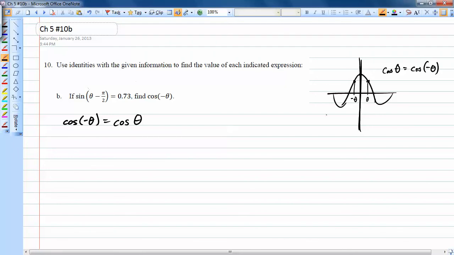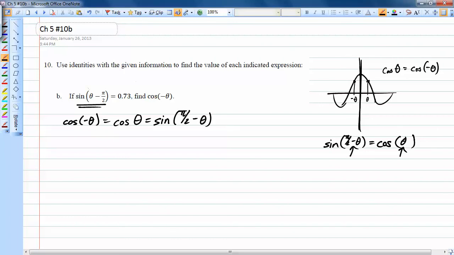Another property that we remember are the cofunction identities, and that says that sine of something and cosine of something are equal if these two angles are complementary. So if I call this one theta, this one is pi over 2 minus theta, right? Those add up to 90 degrees or pi over 2 radians. So over here now, I can say, okay, cosine theta, same as sine of pi over 2 minus theta. That's almost what I have here, but not quite.